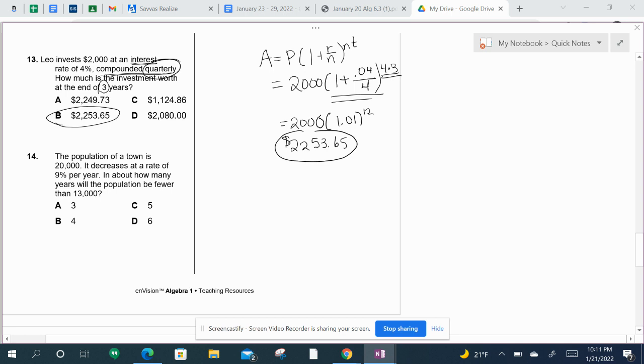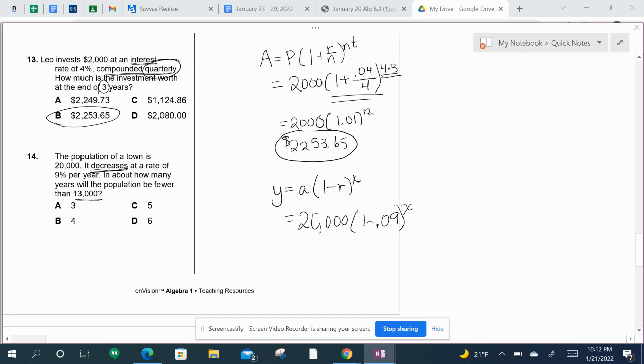Finally, number 14 says the population of a town is 20,000 and it's decreasing. So that tells me I'm using my decrease or decay formula. A times 1 minus R to the X power. In this case, I'm starting with 20,000 people. I'm subtracting 9%, so 0.9. But unfortunately, on this one, they don't tell me a year. I'm going to have to figure out what the year is that gets me to less than 13,000 people.